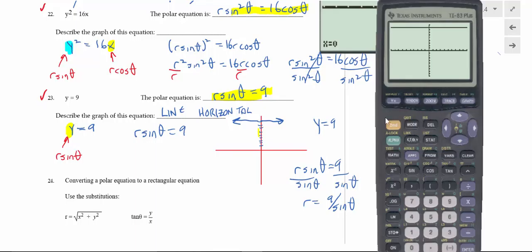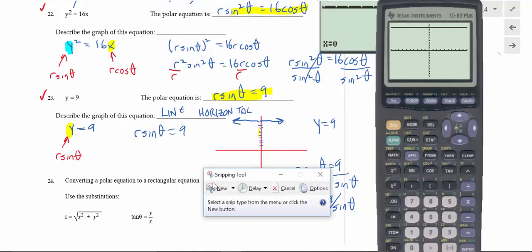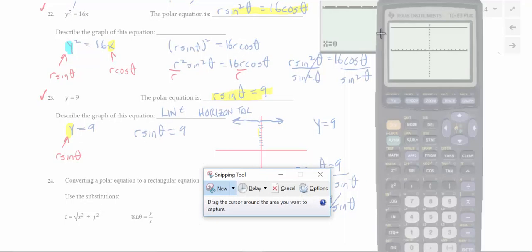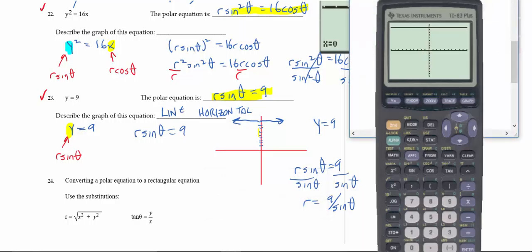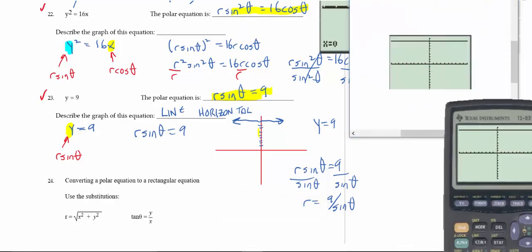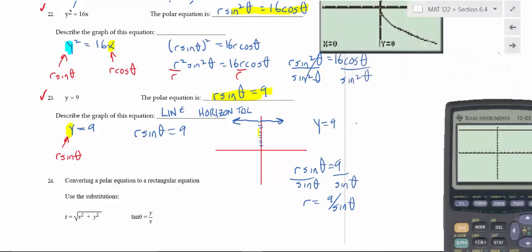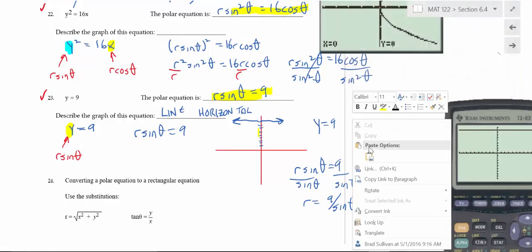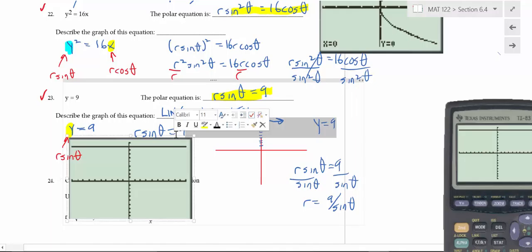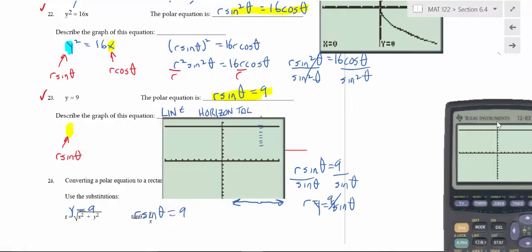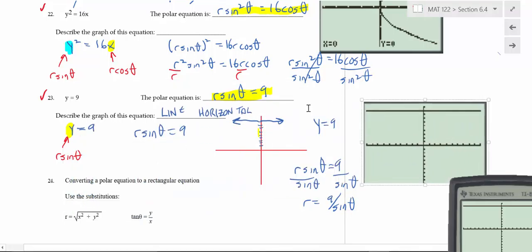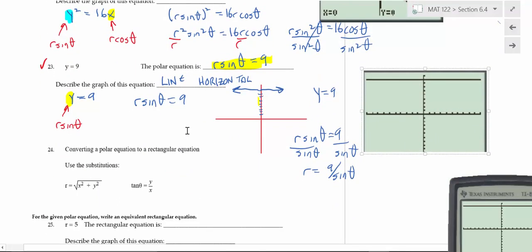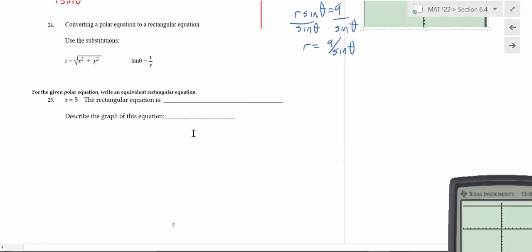And that's it. So again, you can interpret these things to make connections between the two coordinate systems. I'm going to paste this for future reference, and that'll give you an idea of how that goes. Mainly what we're doing here is learning how to convert a polar equation to a rectangular equation. That's the idea. Now we're going to do this backwards.